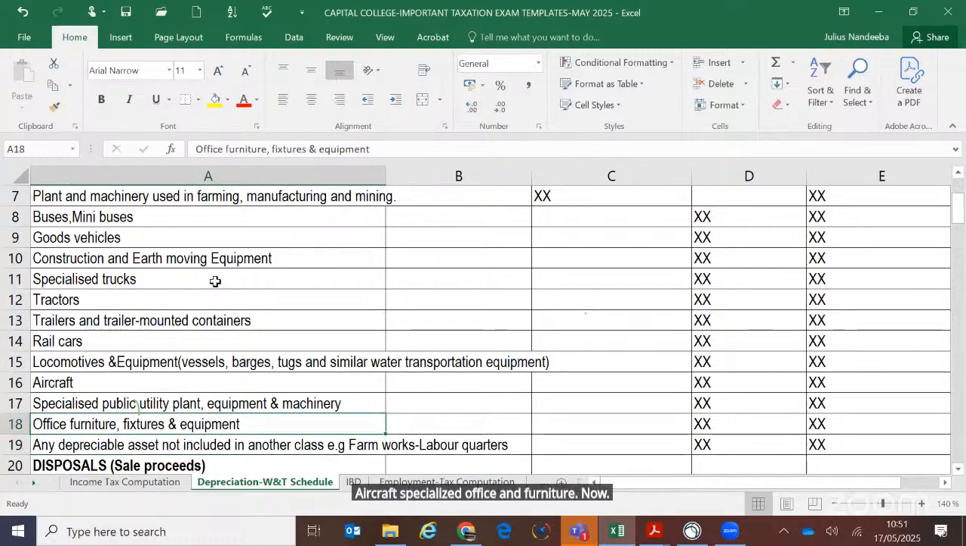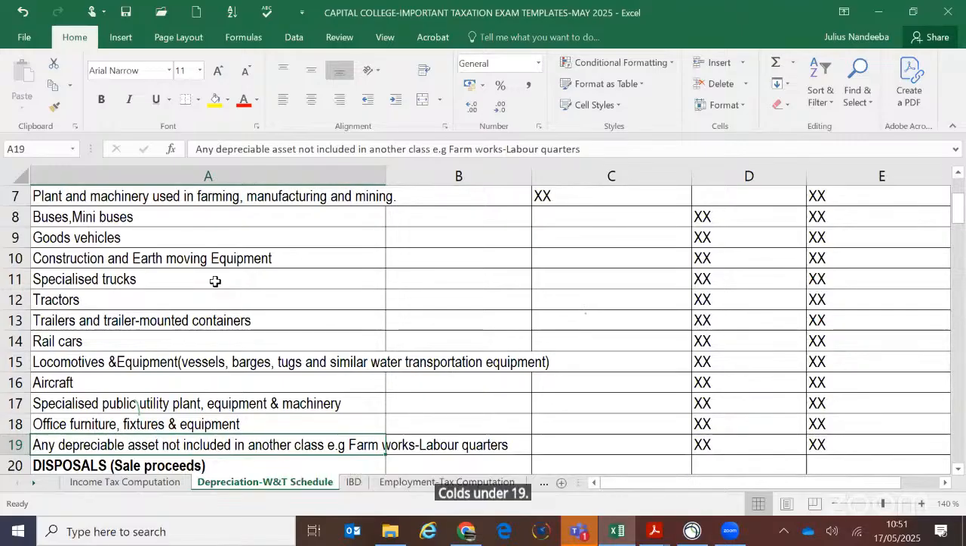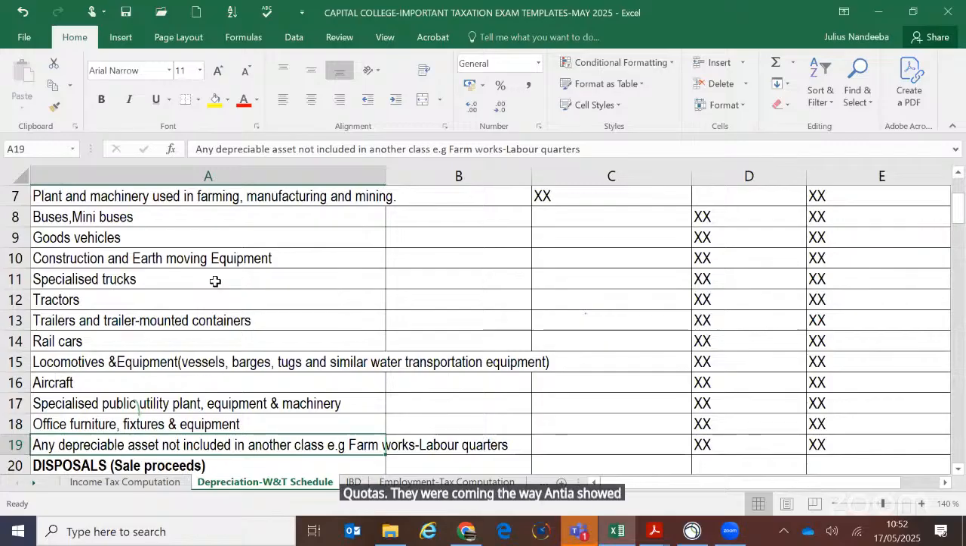Now, I want you to see this last item under 19. I am putting there items of farm works. So if you're doing a question on persons who are in farming, they are likely to have farm works. And I told you the common example of farm works is labor quarters. They will come in the wear and tear schedule and you put them under class 3.